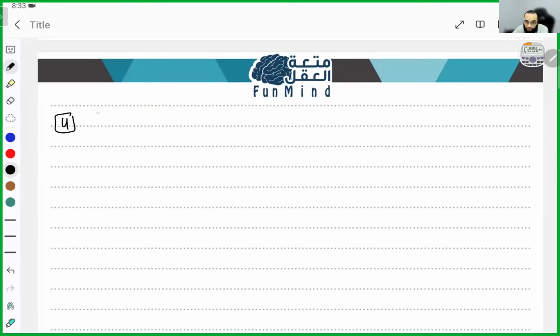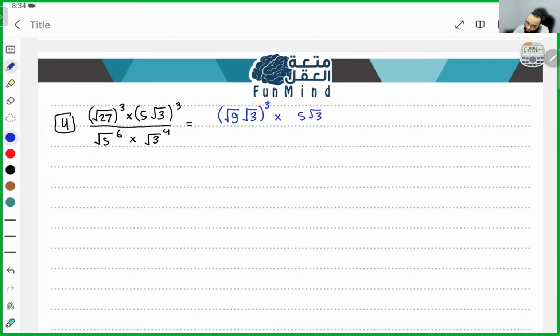It's 4. It's root 27 power of 3 times 5 root 3 power of 3 over root 5 power of 6 times root 3 power of 4. Okay? Root 27, we can write it as root 9 root 3. Correct. This is 5 root 3 power of 3, and this is root 5 power of 6 times root 3 power of 4.